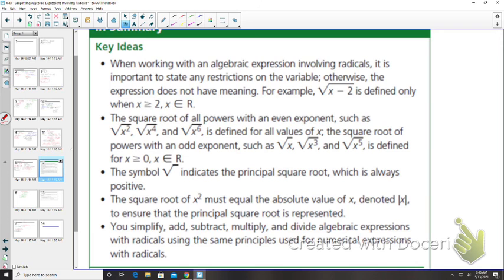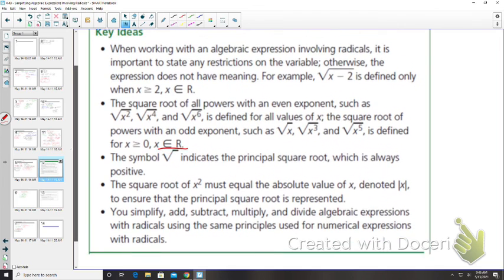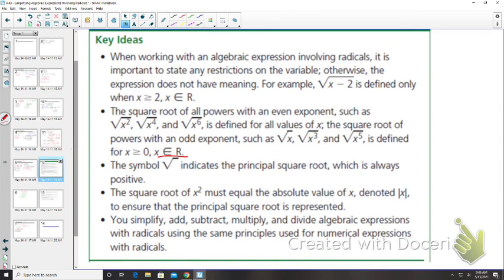And this is where x is a set of the real numbers. The square root symbol indicates the principal square root, which is always positive. Remember, when you take the square root of 16, you'll get positive and negative 4. The principal square root is 4, okay? The secondary square root would be the negative 4. The square root of x squared must equal the absolute value of x.